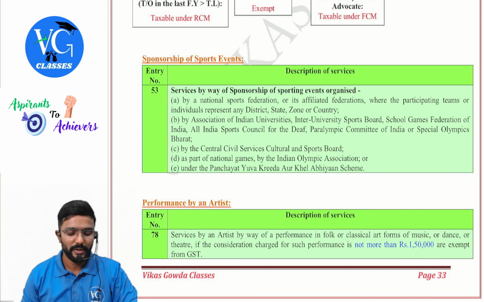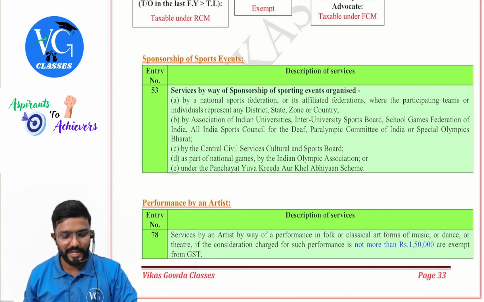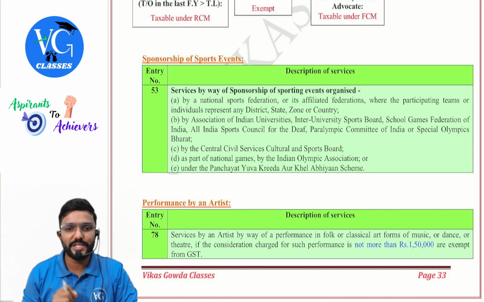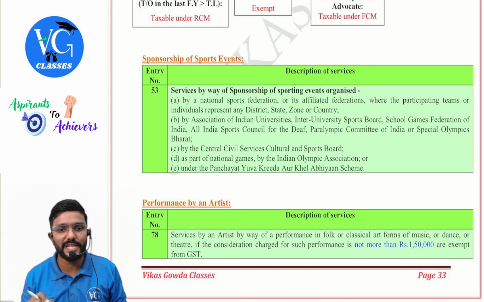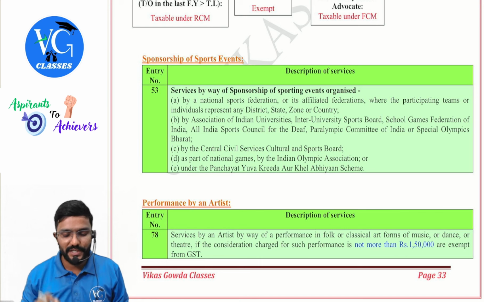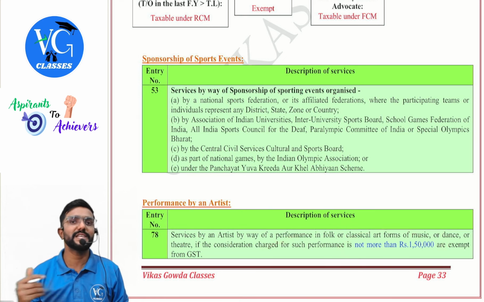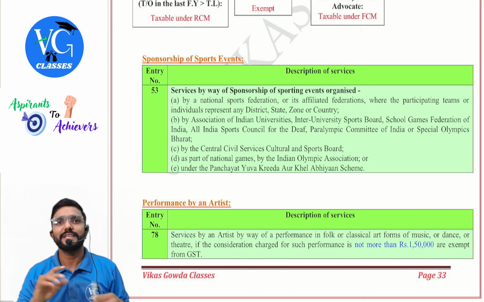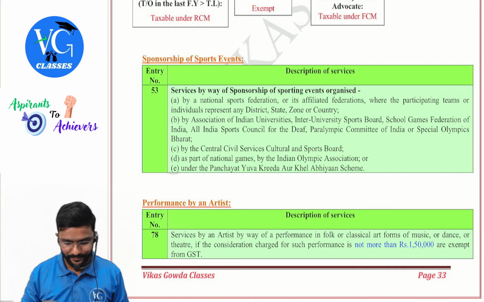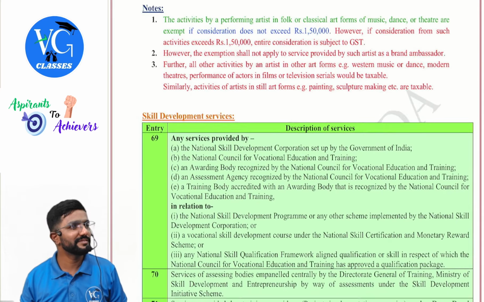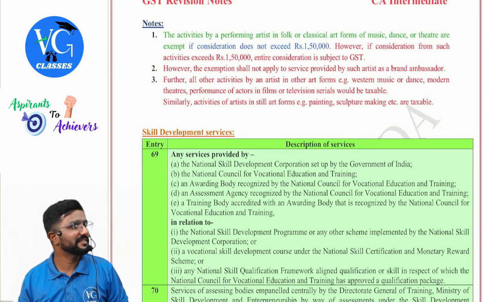Yes. Next one. Performance by an artist. Services by an artist by way of performance in folk or classical art forms of music or dance or theatre. If the consideration charged for such performance is not more than 150,000, that is, less than or equal to 150,000, it is exempt. Sir, what if it is more than 150,000? Fully taxable. Any artist here? Any artist? No.